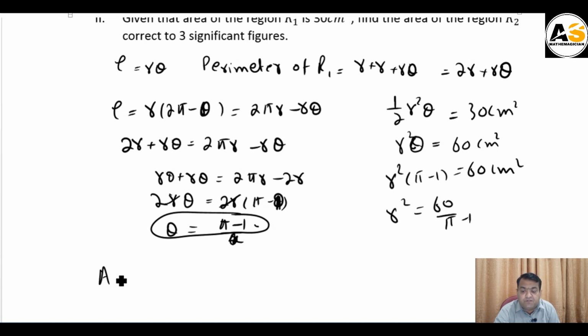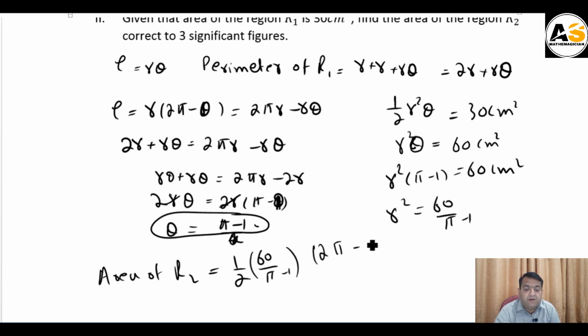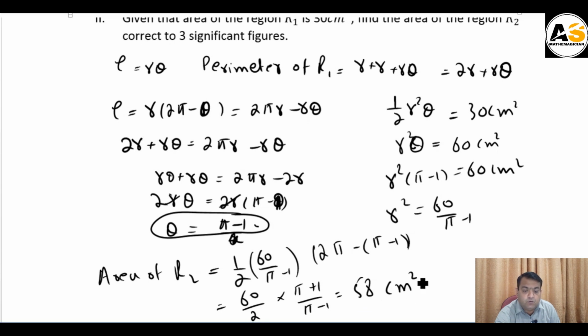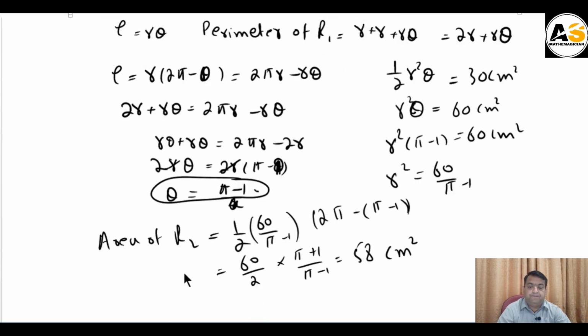And area of region R2 is 1 by 2 R square into theta, and theta is 2 pi minus pi minus 1. This will be 60 over 2 into pi plus 1 over pi minus 1. When we simplify it with the help of calculator, we will get approximately 58 centimeter square. I hope this is clear.